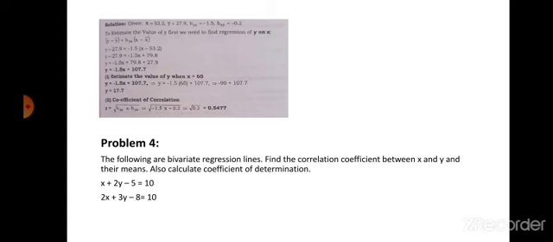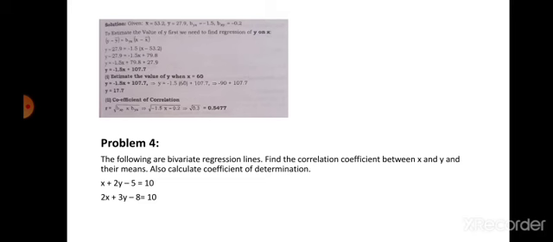Now the coefficient of correlation is the geometric mean of the regression coefficients, which is the square root of bxy into byx, that is minus 1.5 into minus 0.2, which is root 0.3, equal to 0.5477. Now, the bivariate regression problem is over.